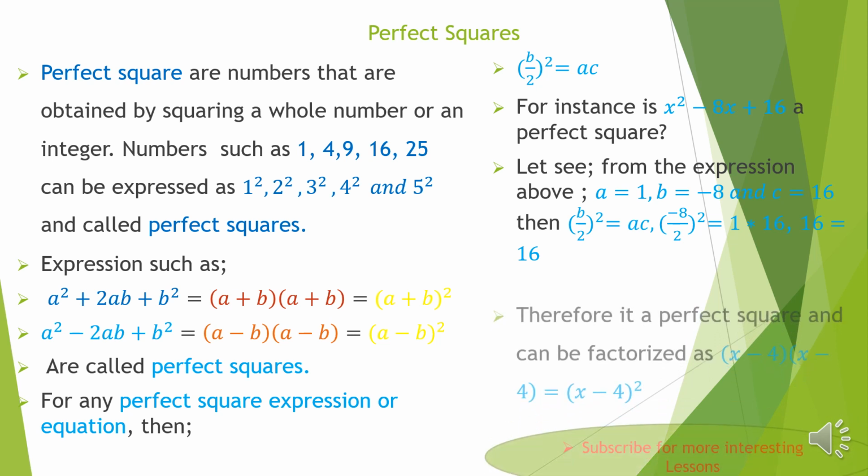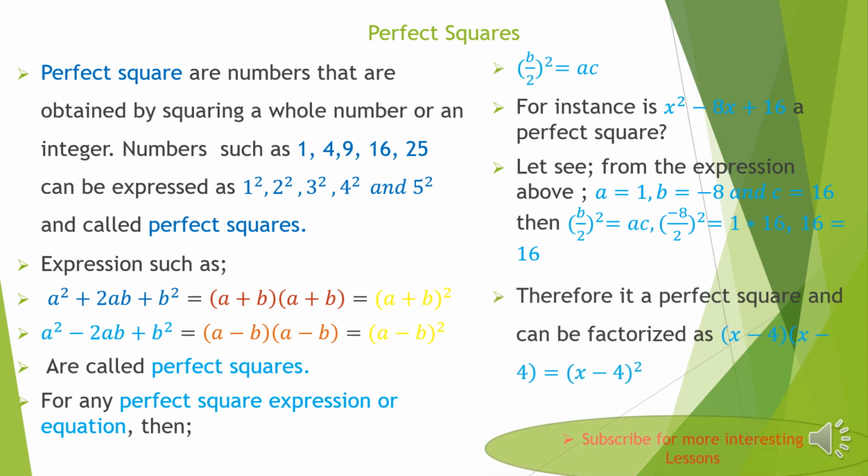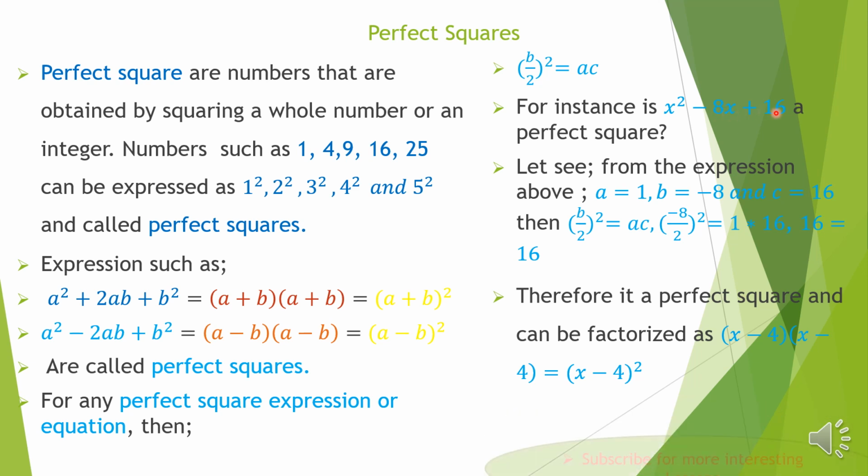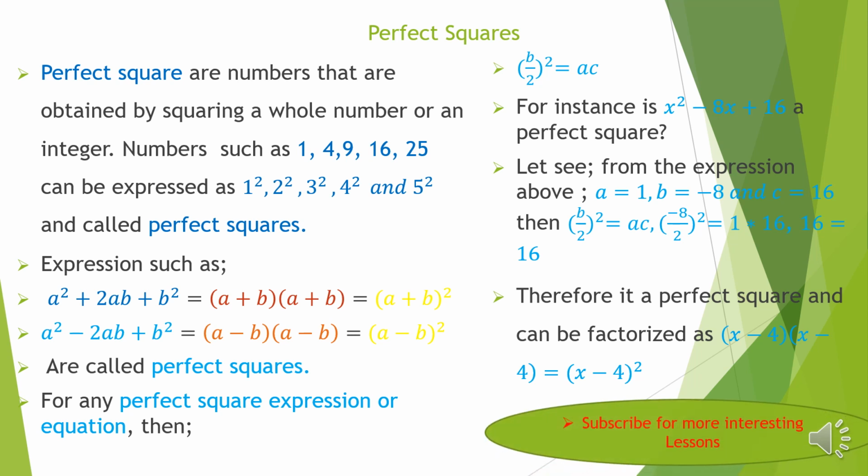Furthermore, we can factorize that expression. That means if we were to factorize this expression up here, x squared minus 8x plus 16, we are going to get (x minus 4)(x minus 4), which reduces to (x minus 4) squared. Realize that that expression from there is a perfect square.